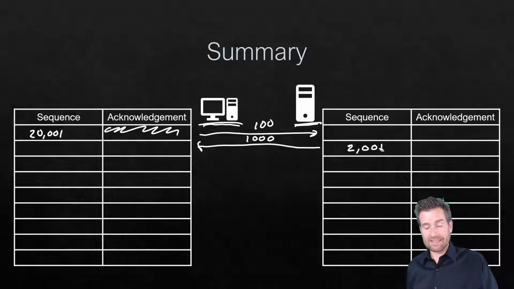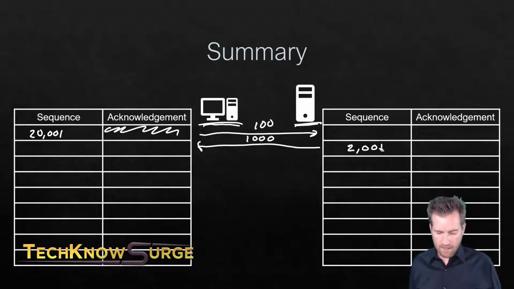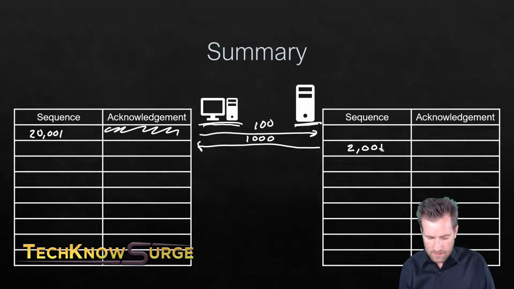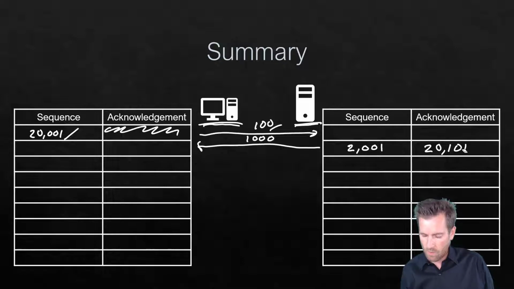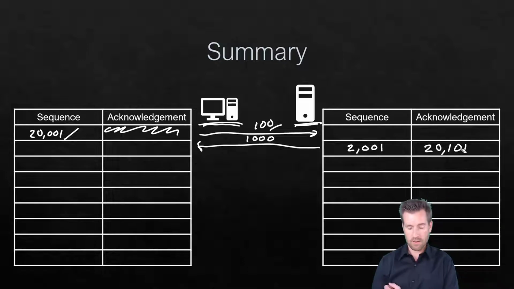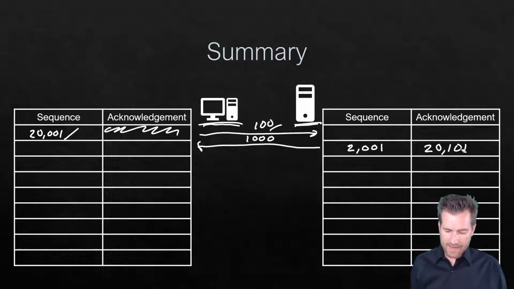It also has an acknowledgement number, so it's going to acknowledge the next byte it's expecting from the PC. In this case, if 100 bytes was sent over, and the sequence number was 20,001 and 100 bytes was sent over, then the acknowledgement number here is going to be the next byte, 20,101. It's going to expect 20,101. All right, so then that gets sent over to this PC.